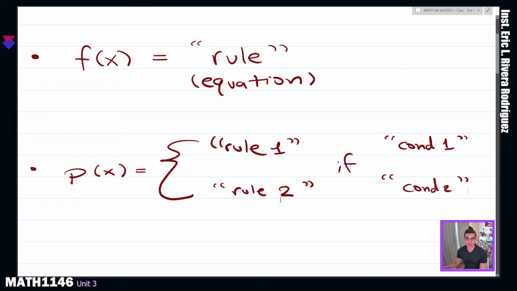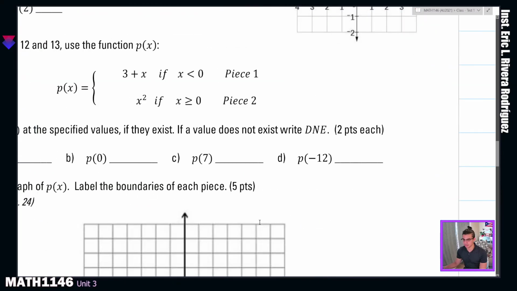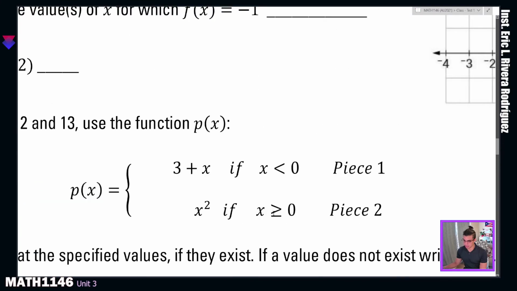Let's see what we have on the worksheet today. In the worksheet today, we have this example, where, as you can see, we start with the name of the function and the input, p of x. And if you go here, you have this curly bracket, and on the top, we have the first rule. The first rule is the equation x cubed plus x. And the condition of that rule is x less than 0.